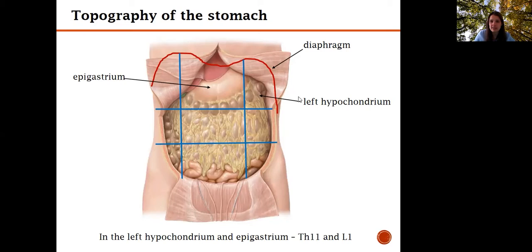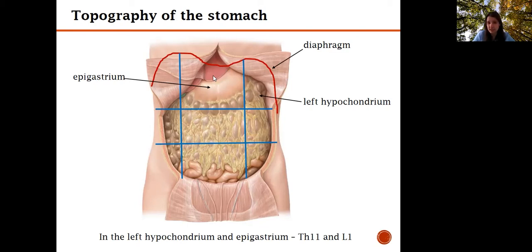Okay, about the 9 regions of the abdominal cavity, you will hear in the lecture about the peritoneum and the abdominal cavity, so I won't go deeper into this topic. But I wanted to mention that the stomach is located in these two regions, epigastrium and left hypochondrium. And approximately the stomach is located between the 11th thoracic and the first lumbar vertebrae.